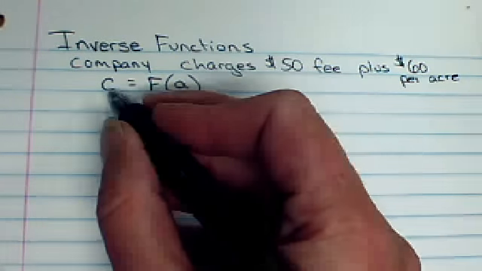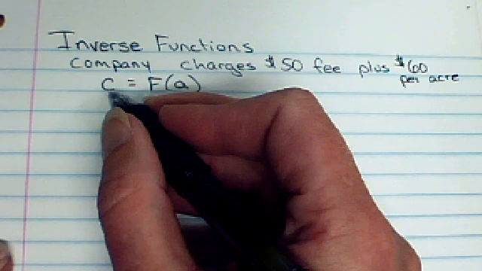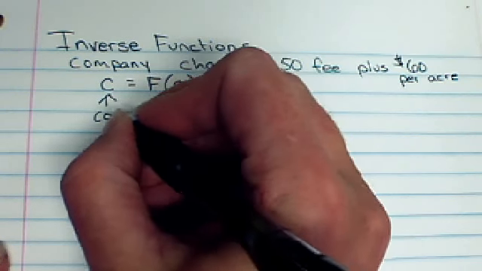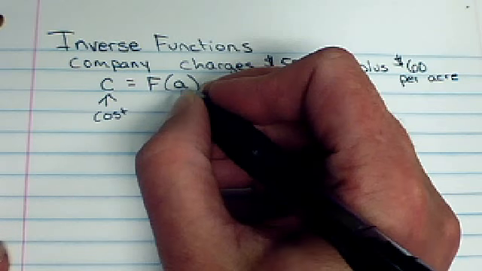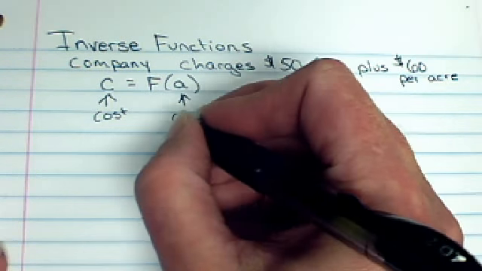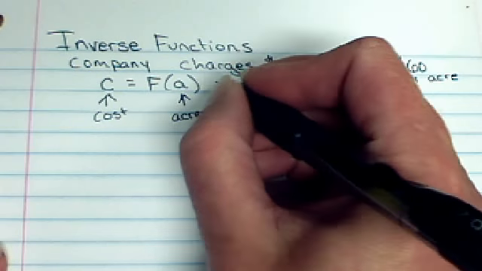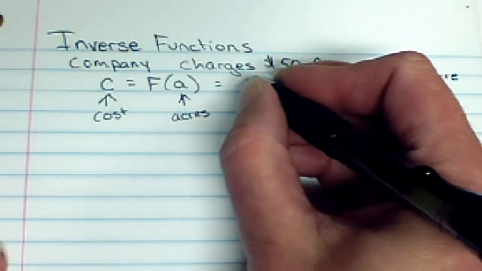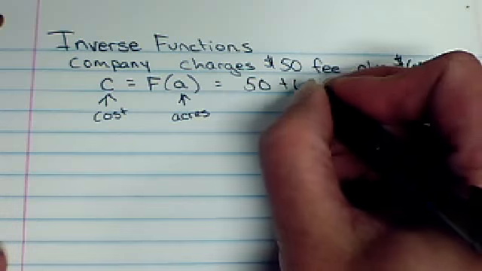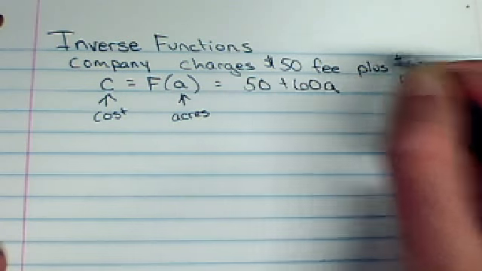So the charge, or the cost, is a function of the acres. So the A would stand for the acres. And if it's a $50 fee, that means we start with the $50, and we're charging 60 per acre, so that's 60A.